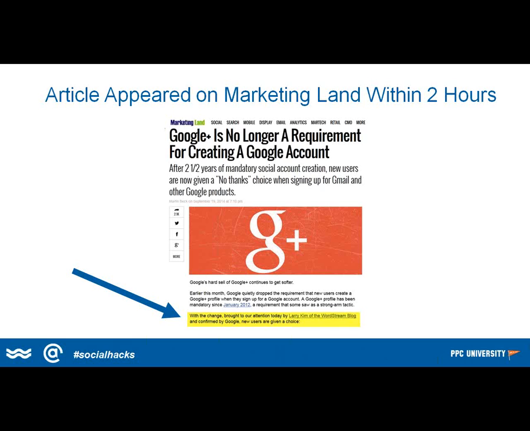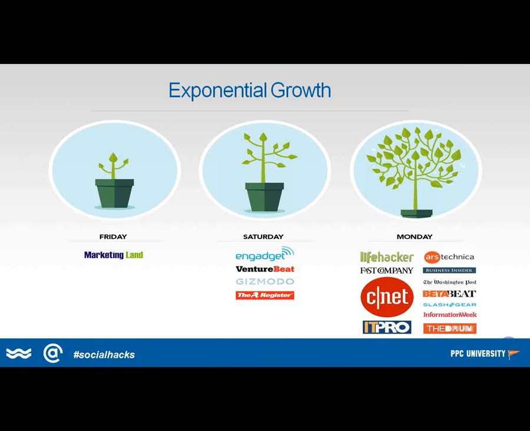So look at the highlighted part. It says this change was brought to our attention by Larry Kim of the WordStream blog, and so I just got a free link from this. What's so powerful about this is that it triggered a domino effect. On Friday, my story gets picked up by Marketing Land. Saturday, it shows up in Gizmodo and VentureBeat and Engadget and Register. And by Monday, when all these journalists get back to work, they see all this stuff from Friday and Saturday, and they all write about it in CNET and Lifehacker and Fast Company.